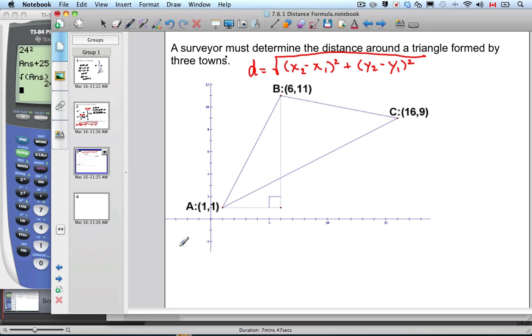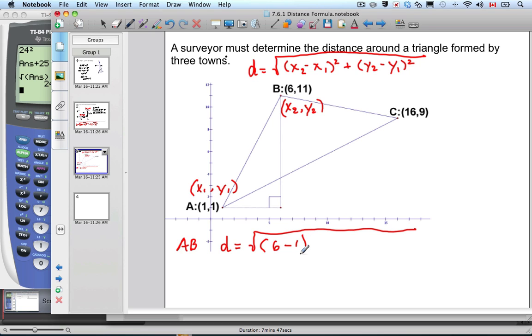Let's go to A to B first. Yep. A to B. So square root of, well, x2, x1. So which one do you want to call point 1 and point 2? I like to call A 1. This is x1, y1. All right, so the other one must be x2, y2. Okay, so let's start off with x2. That's 6.